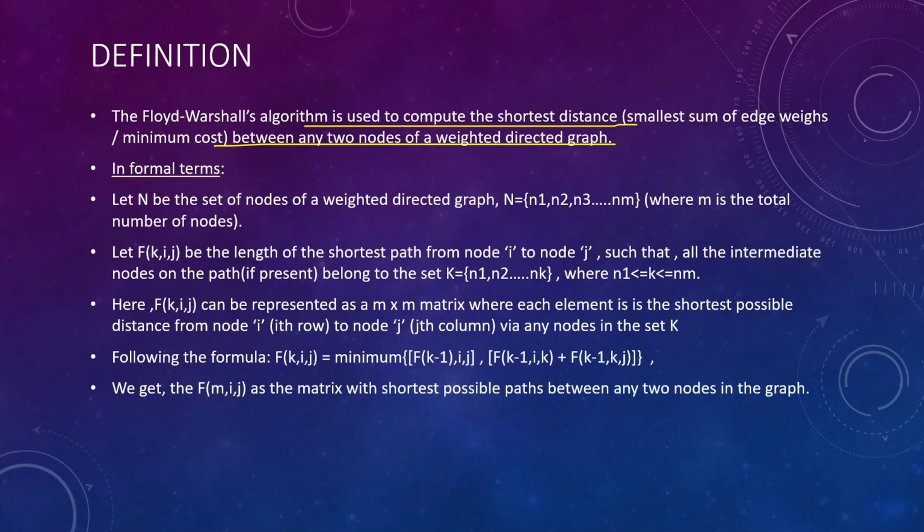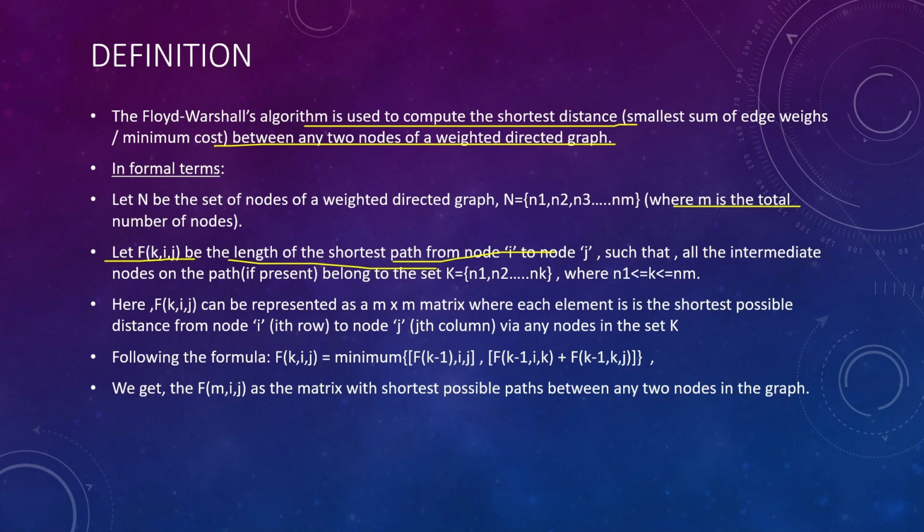In mathematical terms, let's say there are n nodes in a graph and N be the set of the nodes of a weighted directed graph. Then we have a function f which takes in three inputs k, i, j. This function gives the output of the length of the shortest path from node i to j such that all intermediate nodes on the path, if there are any, belong to the set n1, n2 till nk. It just means that the nodes will be from 1 to k.